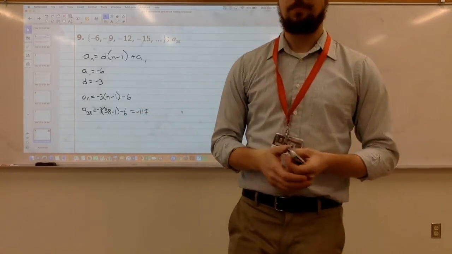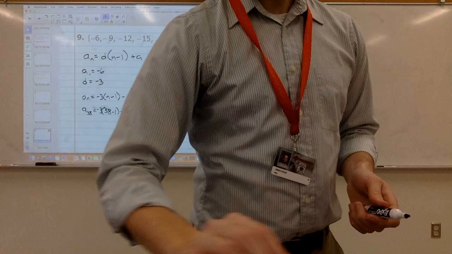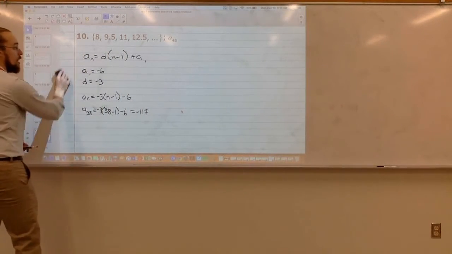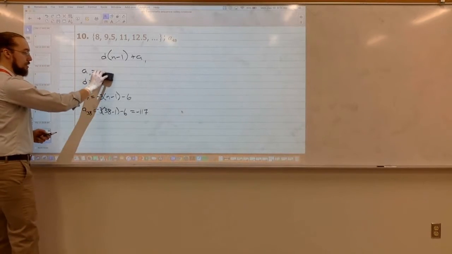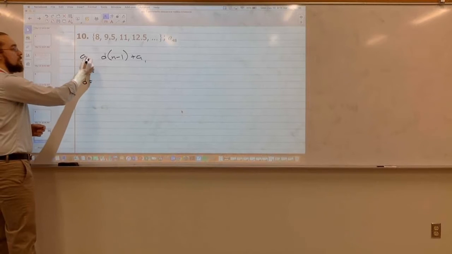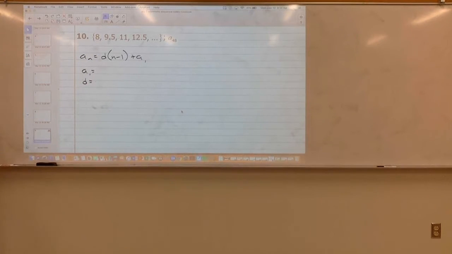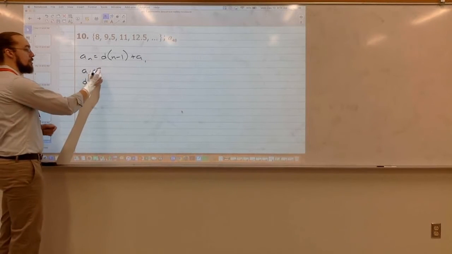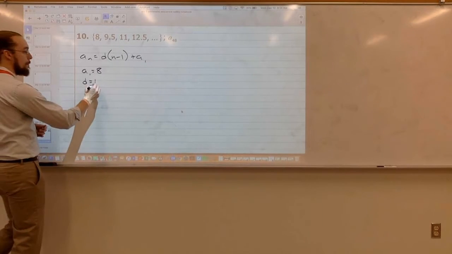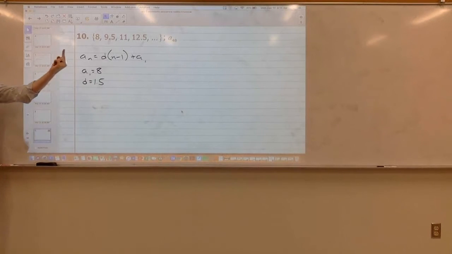Yep. All right, for number 10 then. So first, I need to write my rule. So I need the first term. First term's 8. And I need my common difference. What is my common difference here? 1.5. Going up. No, I'm adding 1.5 every time.